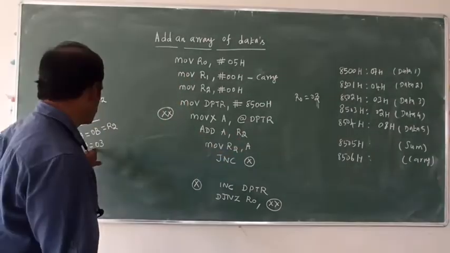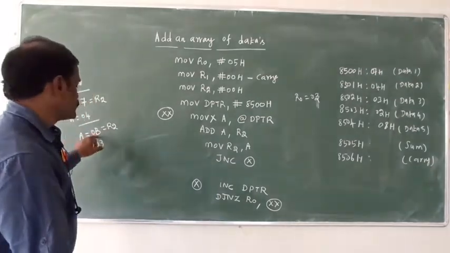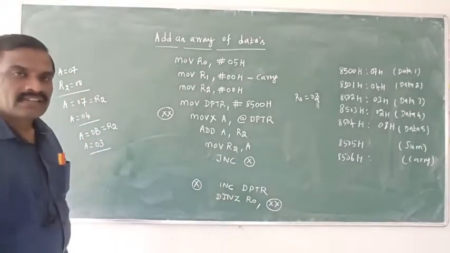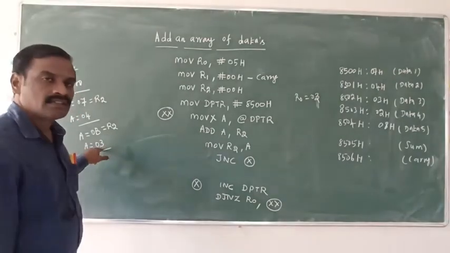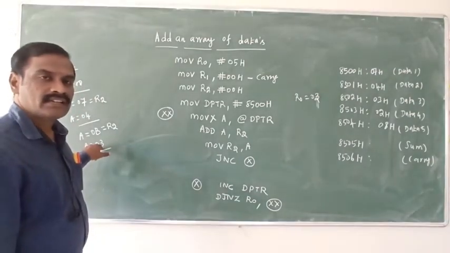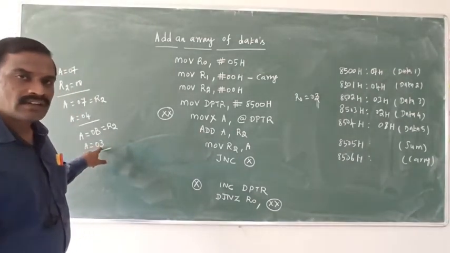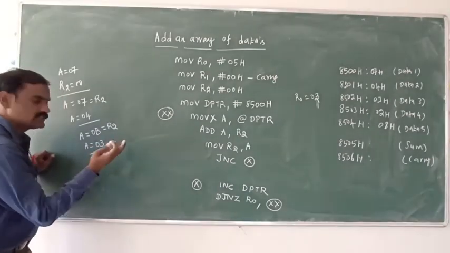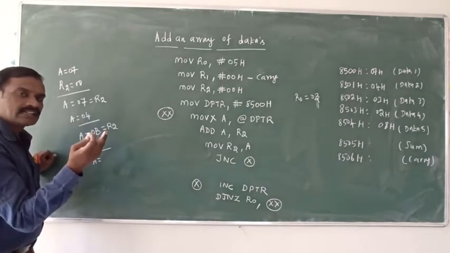Then ADD A, R2. A register has 03 and R2 has 0B. Now add these two. 0B means 11. 11 you can add with 03, that is 14 in decimal, and the corresponding hexadecimal value is 0E.